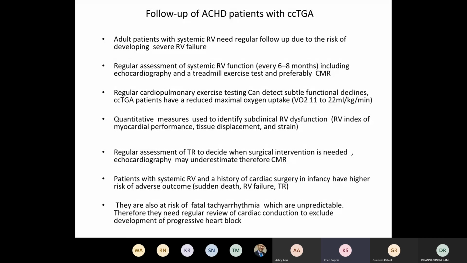Just talking about the follow-up and summarising what these patients need. As I say, it's a rare condition, but they're an important group of patients. They need follow-up every 6 months, a year, or 2 years, and need regular imaging. So the big risk is developing right ventricular failure, and that's why we need to do exercise tests and preferably cardiac MR.